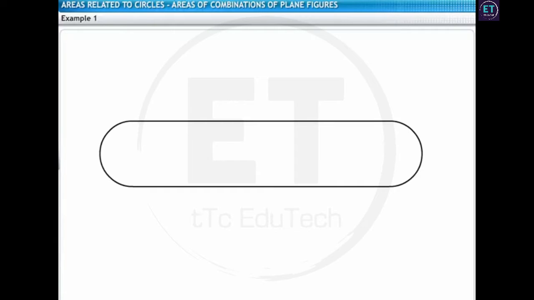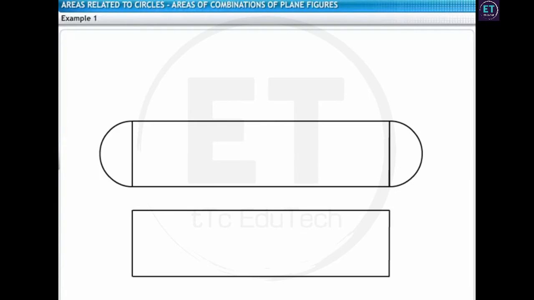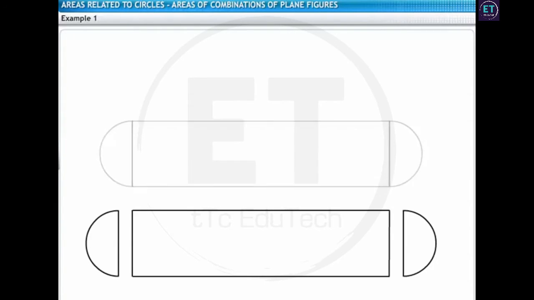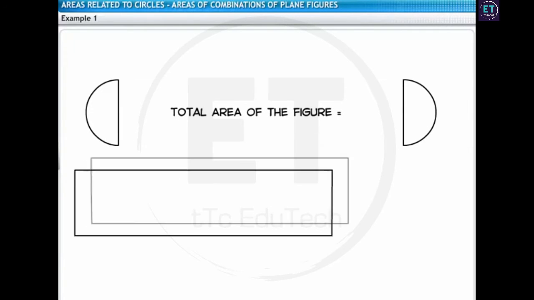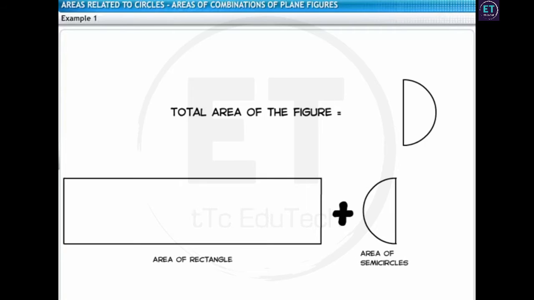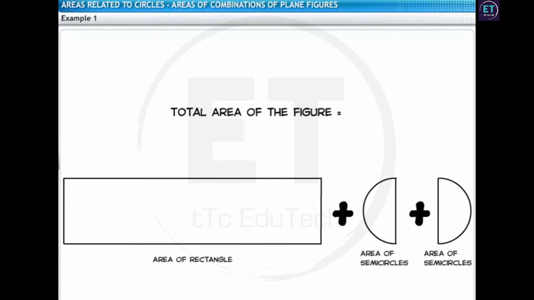Let's try to analyze the figure. We can visualize the figure as 3 parts. It is a combination of a rectangle and 2 semicircles. Therefore, the area of the figure is the sum of the areas of a rectangle and the 2 semicircles.